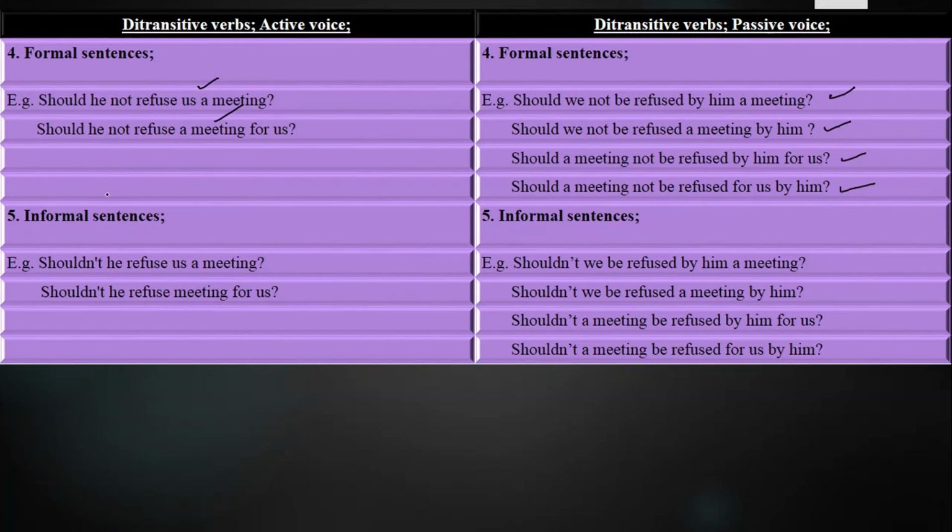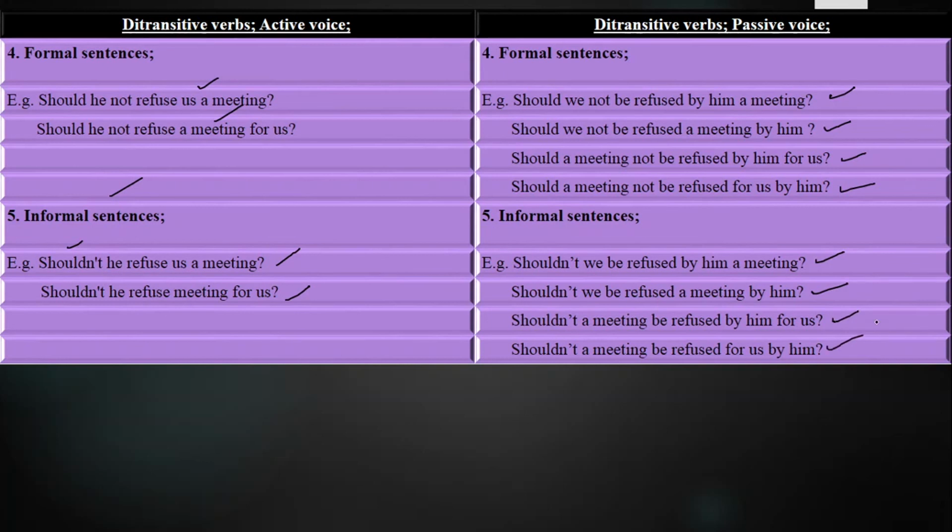Last we have informal sentences. Those sentences in which we ask questions, deny the statement and we ask them in an informal way, in a friendly atmosphere. We use it with youngers and juniors, and with those you are close with, like friends. Should not form is shouldn't. Shouldn't he refuse us a meeting, shouldn't he refuse a meeting for us? Shouldn't we be refused by him a meeting, shouldn't we be refused a meeting by him? Shouldn't a meeting be refused by him for us, shouldn't a meeting be refused for us by him?